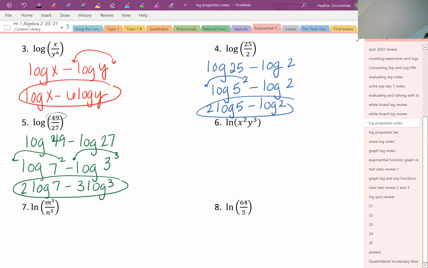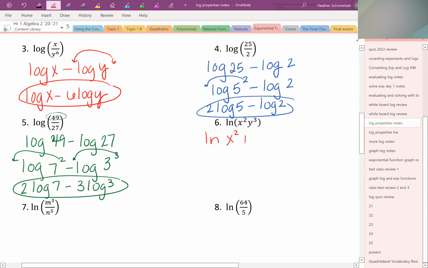Okay, let's look at number 6. Now, number 6 is different because we have a natural log, and we know natural logs are just log base e. But even though it's natural log, not log, it doesn't change any of the rules. It's still the same thing. So this right here is multiplication. So I'm going to rewrite it as addition.